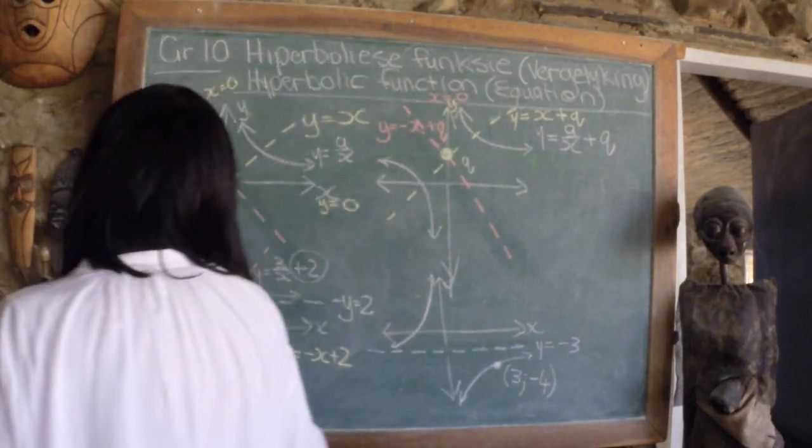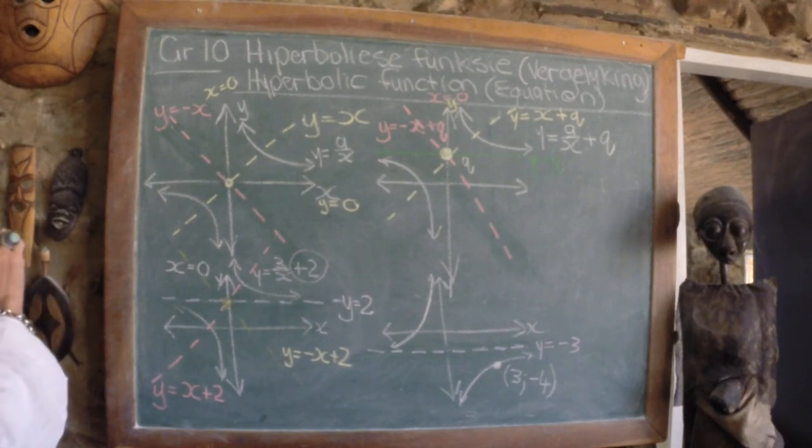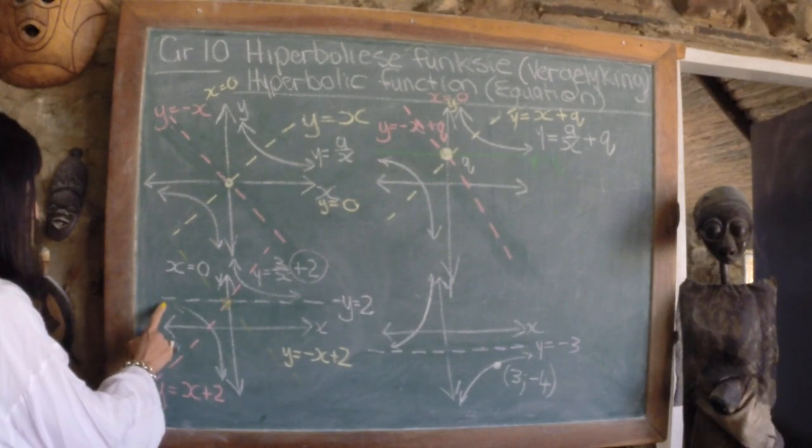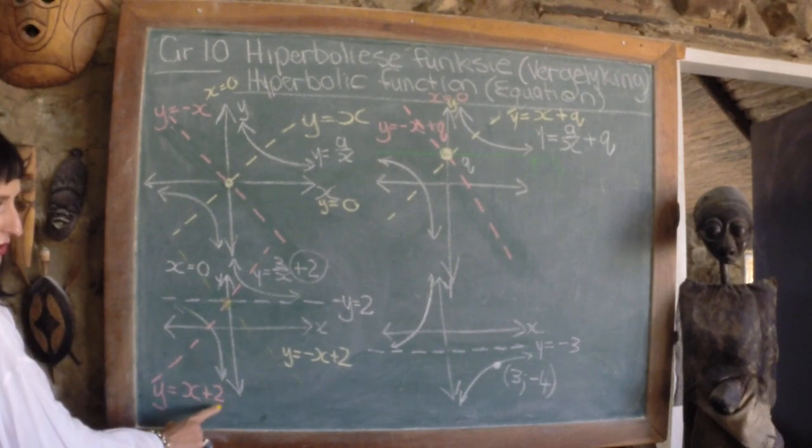Determine the values of x for which this function is decreasing. Bepaal die waardes van x waarvoor hierdie funksie daal. Nou kom ons gaan kyk. As ek my vinger vat en ek teken my funksie, wat gebeur? My vinger daal.